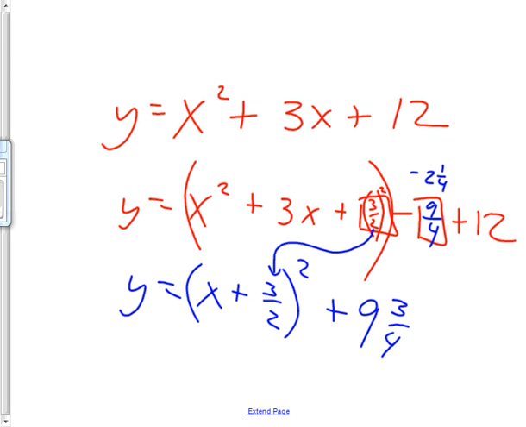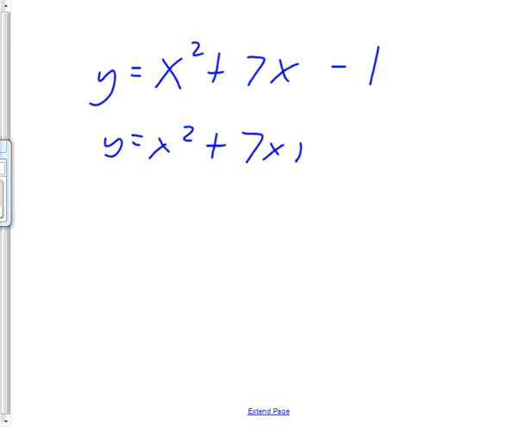All right, so would you try this one and see if you can handle this? Use the little fraction technique I showed you. y equals x squared plus 7x minus 1. Try it. First two, plus box, minus box. You always do that. Then, half and square.